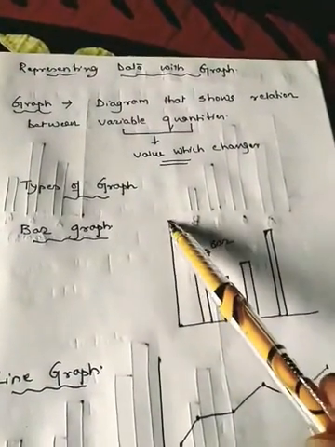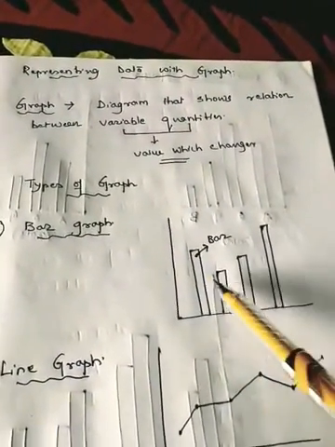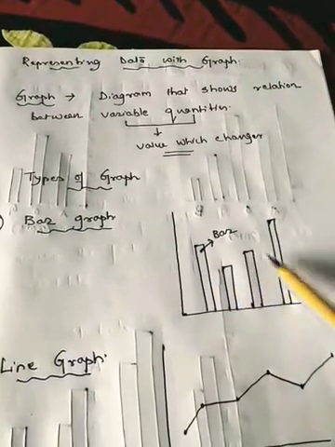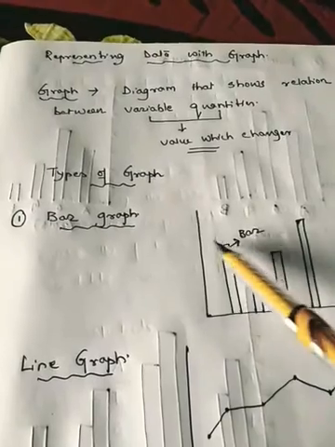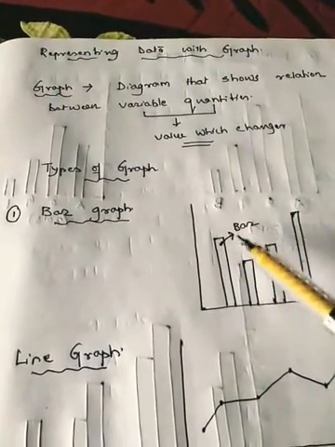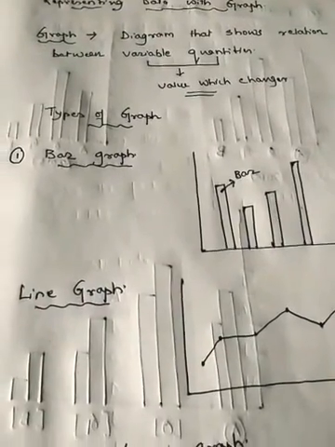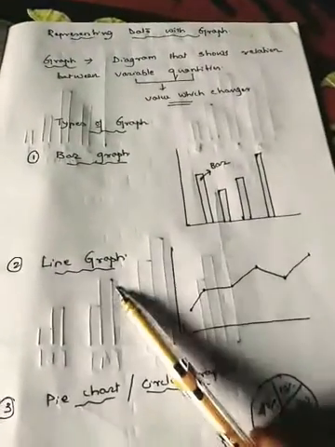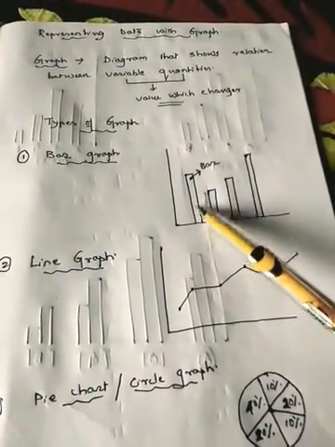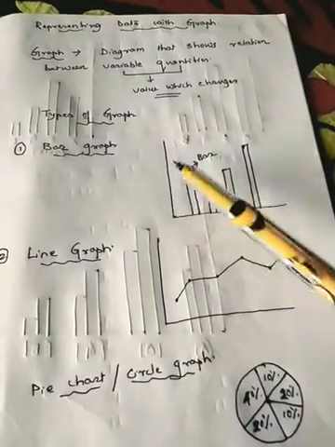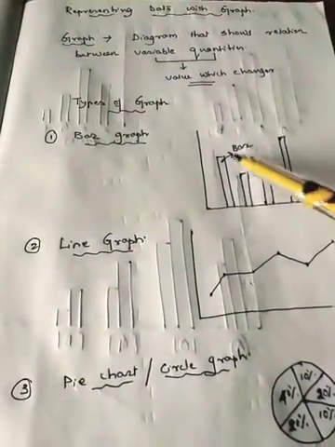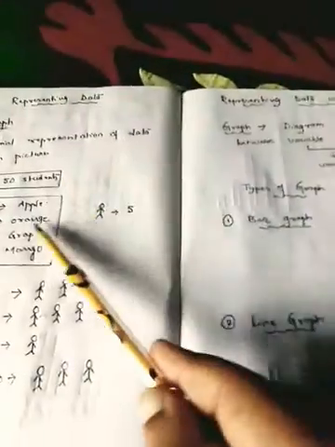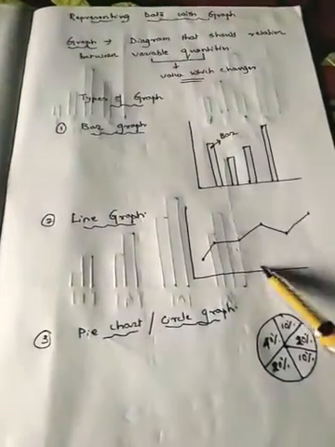Now if you see this particular L shape, we have drawn some rectangular shapes, isn't it? Each rectangular shape is called a bar, and that is the reason this graph is called bar graph. Next one is line graph. The same data can be represented in another way. One data is given, you can represent this data by bar graph with some rectangles, and the same thing can be represented with a line graph.